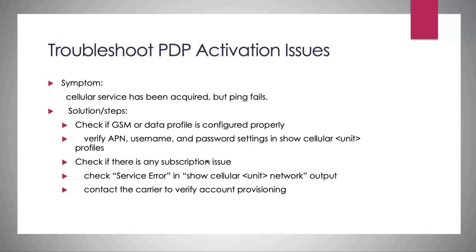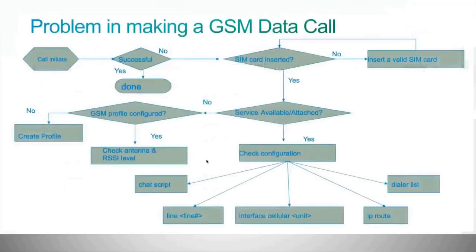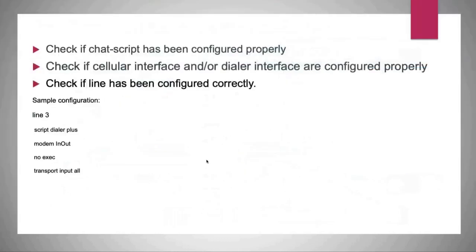So this is what you check if everything is okay from your router and you see that everything is attached and everything is working fine, but you're not getting an IP. That is when we will check these few things, and then we will check our configuration as well. So you check the chat script, the interface configuration, and the line configuration, and that is all to be checked when we are checking a normal cellular connectivity.